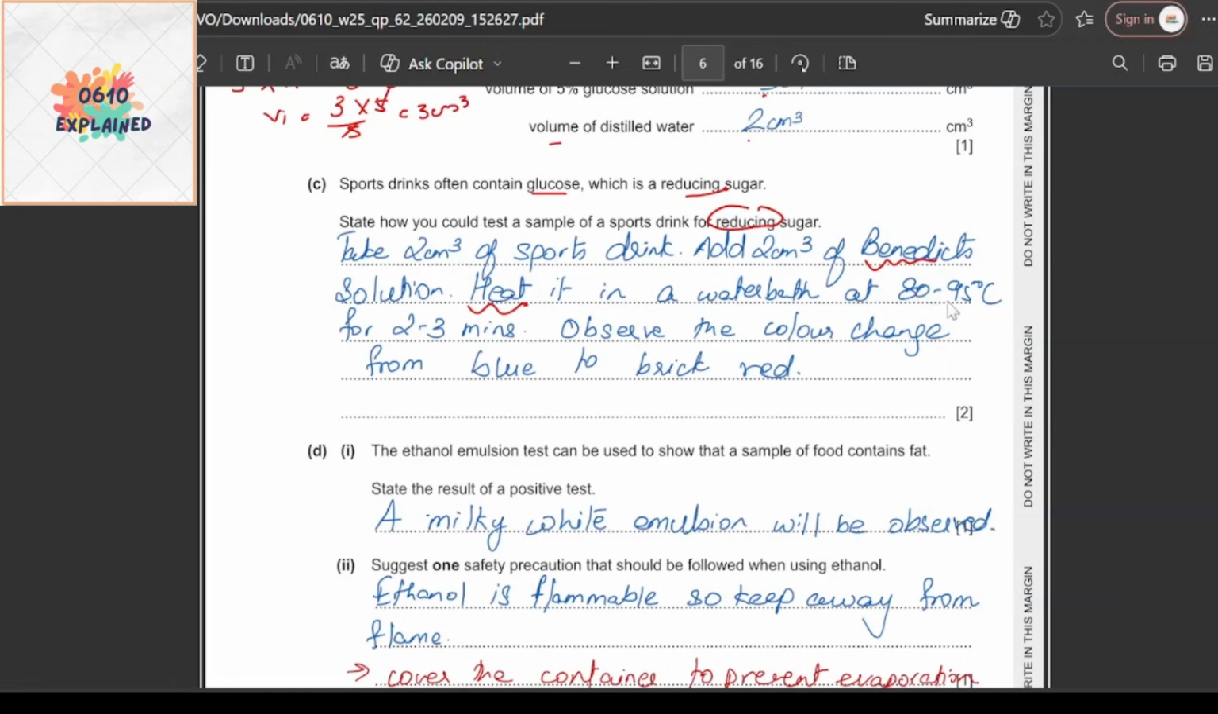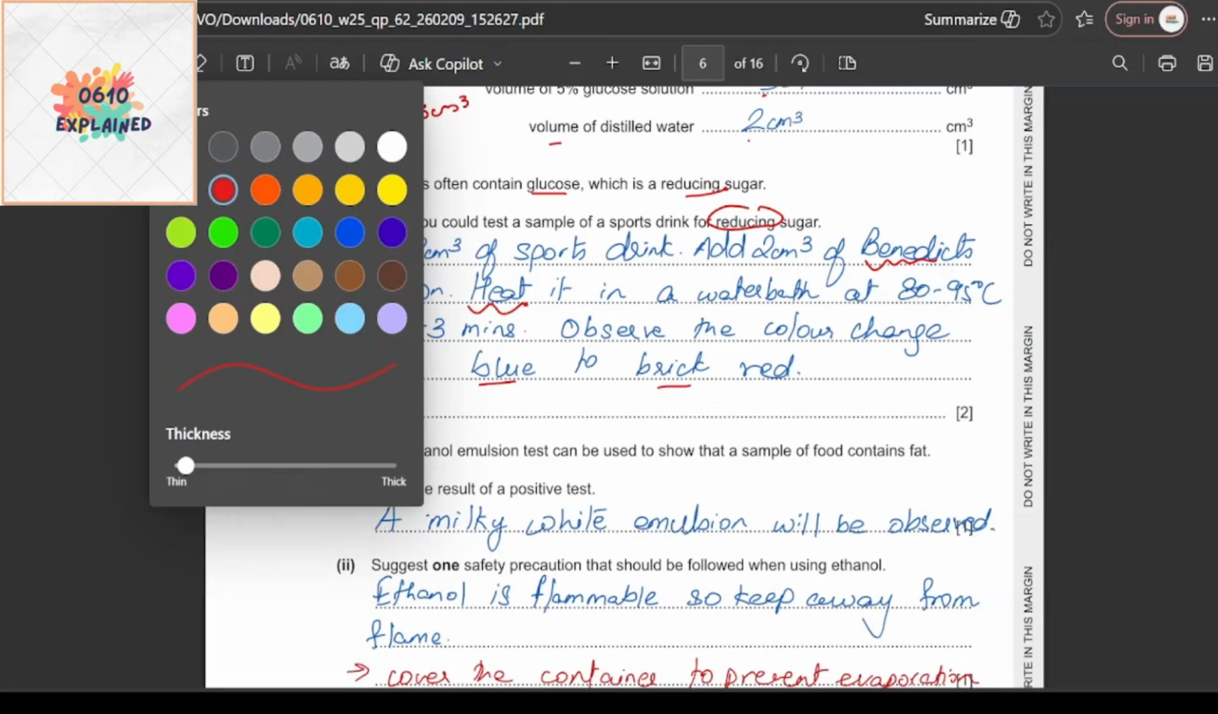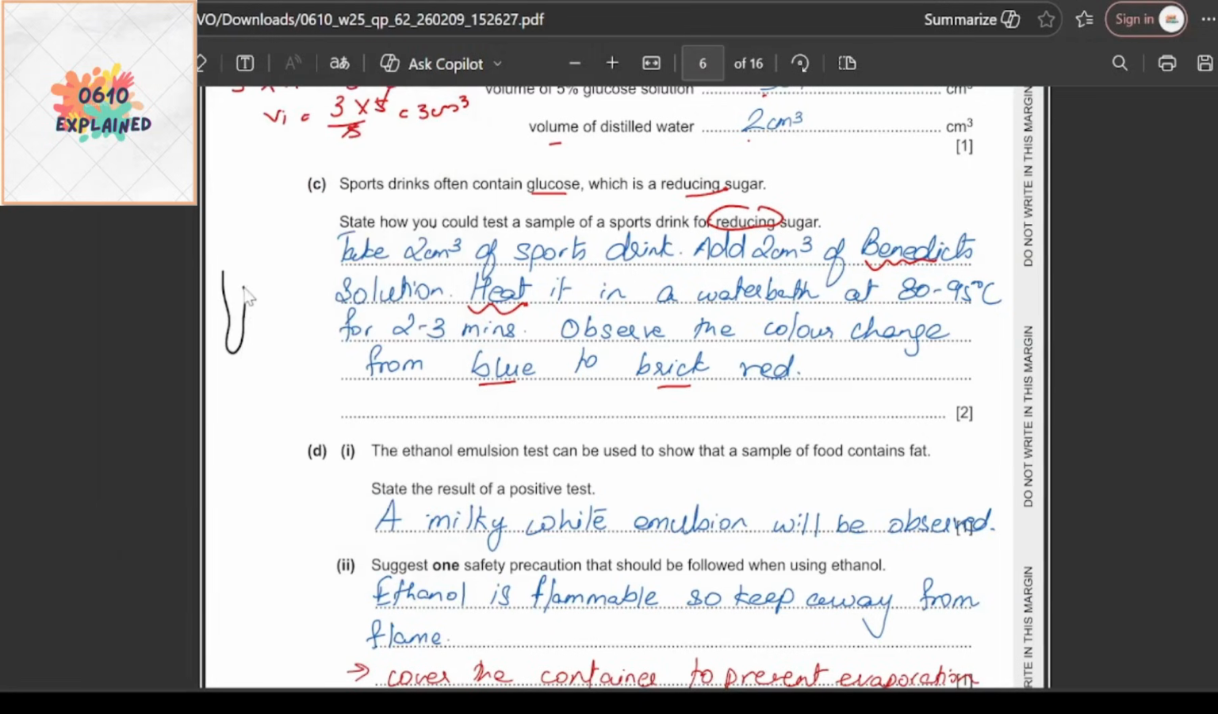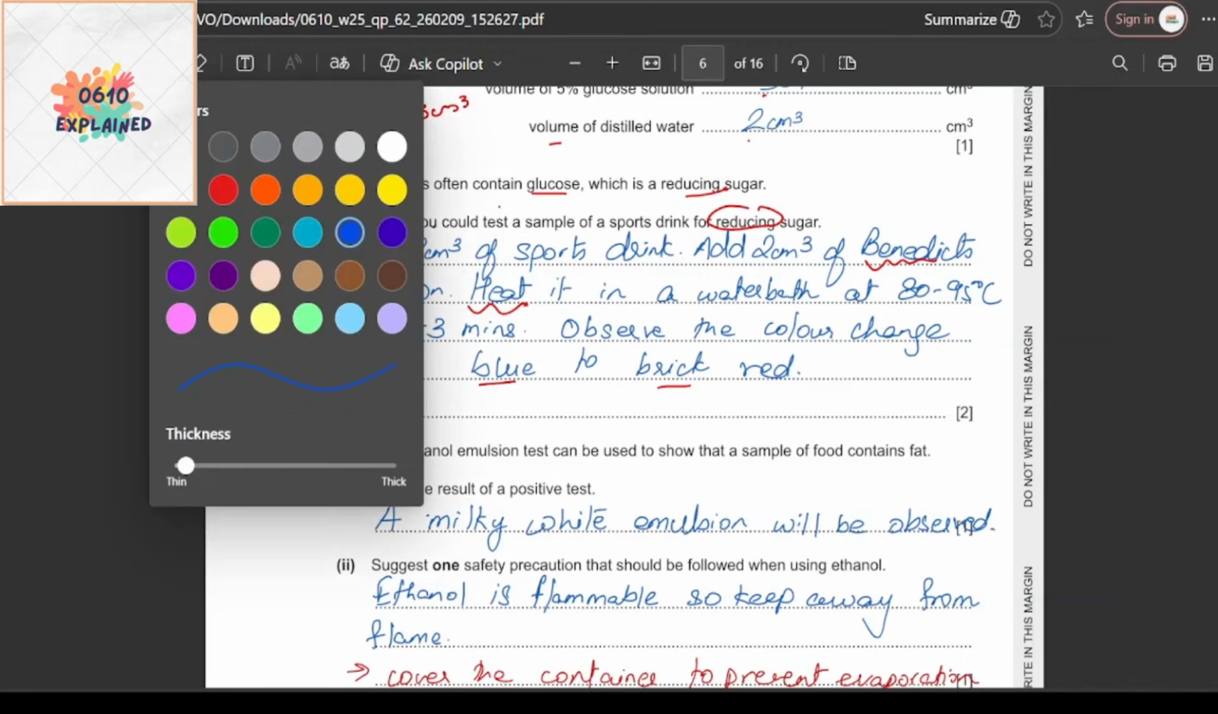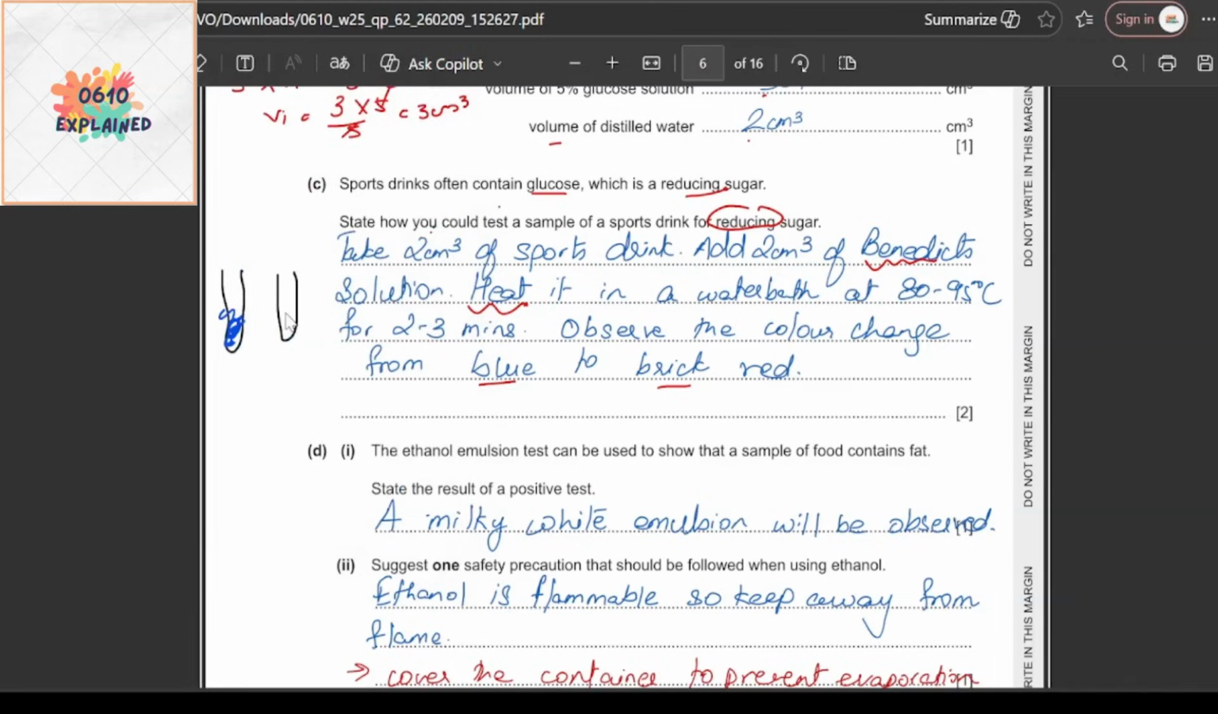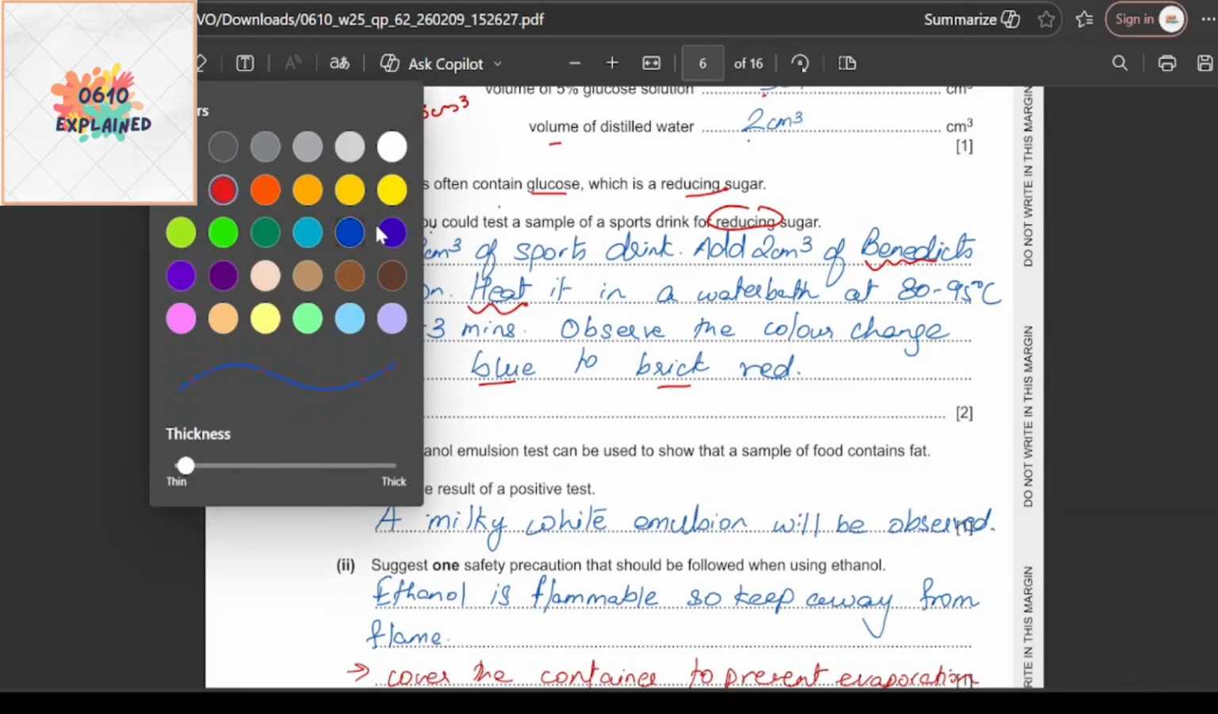Heat it in a water bath at 80 to 95 degrees Celsius for 2 to 3 minutes. Observe the color change from blue to brick red. So the original color in the test tube would be blue and the final color would be brick red. Okay, so just for your reference, this is what the color would look like, the initial blue and the final brick red. Okay, so this is our Benedict's reagent color change.